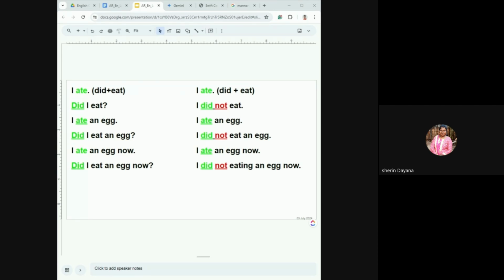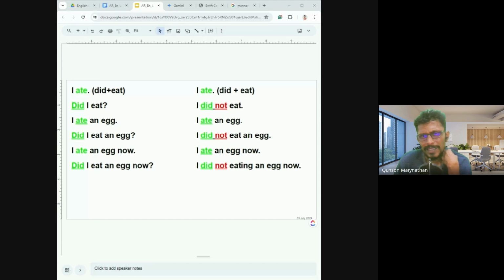Okay, this is a difficult part. It's not actually difficult, but the way people teach it or people get introduced to it is the difficult part.